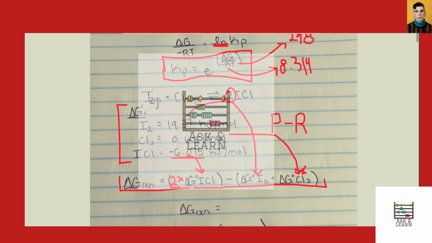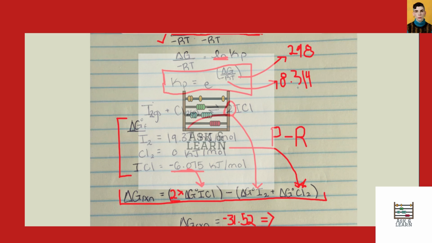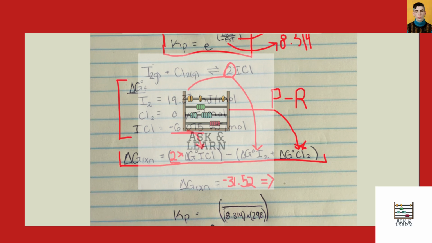All right, so if you want to pause the video and do that calculation, it should come out to be negative 31.52 kilojoules. But we're going to want to put this in joules since the units of our R value are in joules. So we're going to multiply that by 1,000, which will give us negative 31520. And that will be in joules. I'm not writing the units just because it takes me a while and I'm not very good with the pen.